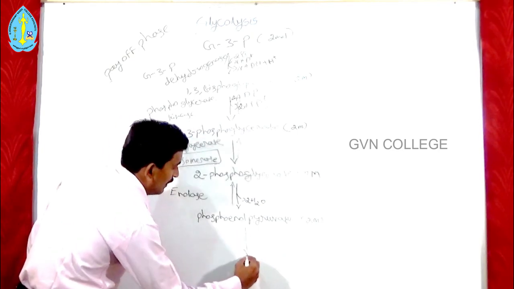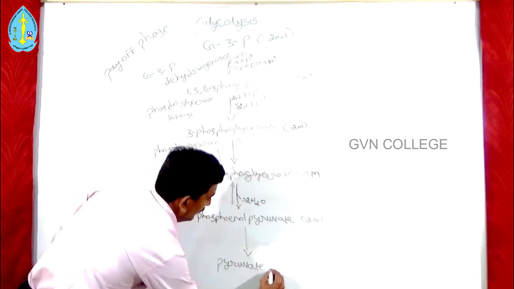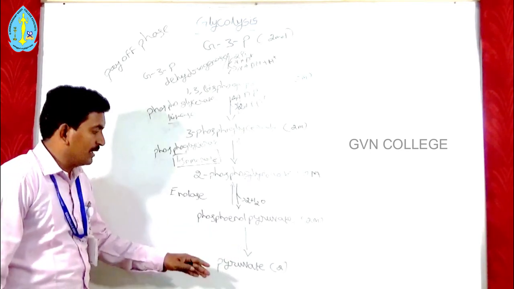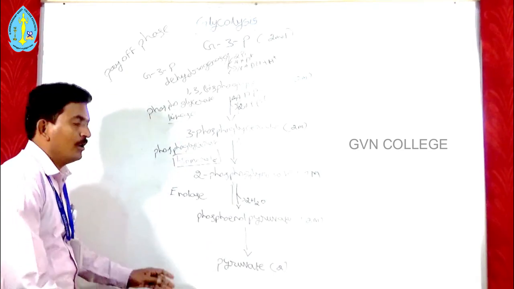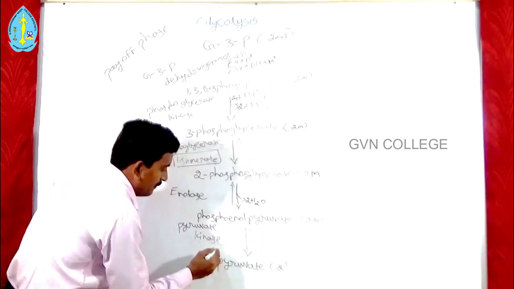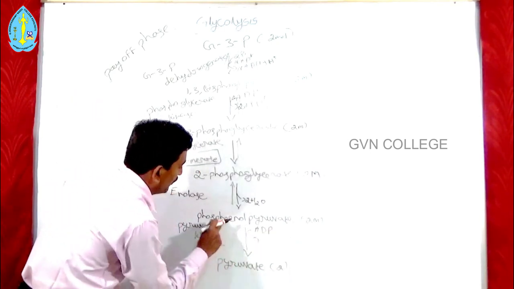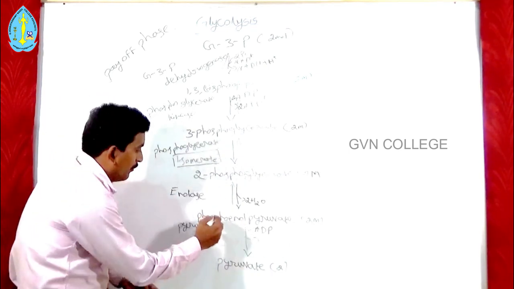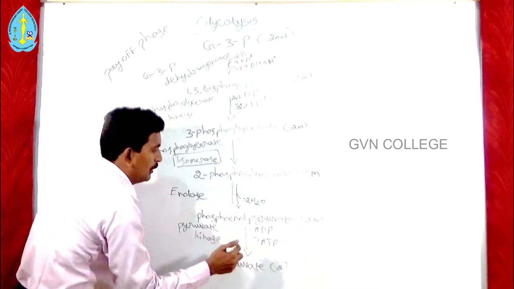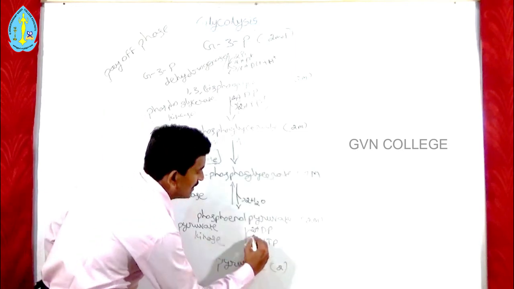Again, the final step: phosphoenolpyruvate becomes pyruvate. Two molecules of pyruvate. Which enzyme is involved here? The pyruvate is the final product, so the enzyme is pyruvate kinase. Whenever a kinase enzyme is involved, ATP or ADP is converted to the other form. Here the phosphate molecule is removed from the phosphoenolpyruvate, so the ADP becomes ATP. Two molecules of phosphoenolpyruvate are involved, so two molecules of ADP become two molecules of ATP. It is the second ATP synthesizing reaction.